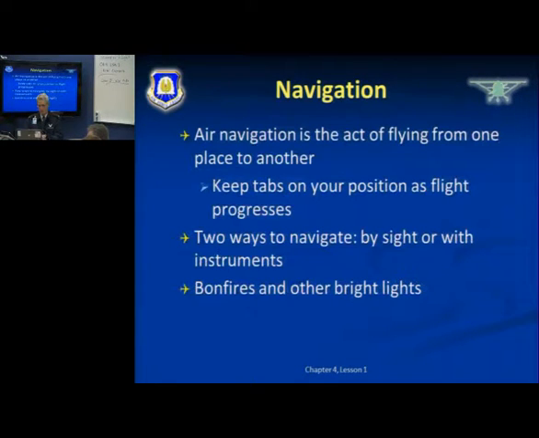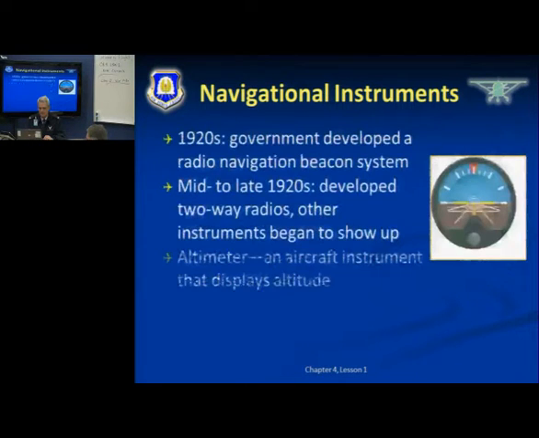Basically we're going through the process of getting from one place to another. We're going through some basics. We also mentioned out of your text that one of the original ways to navigate, of course, is by sight, and that these guys were not even used to cars at the time that the Wright brothers invented planes, and so they were looking at the ground and looking at roads. And actually one of the original ways to navigate, especially at night, is bonfires and bright lights.